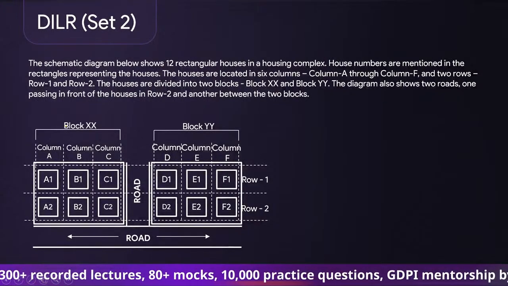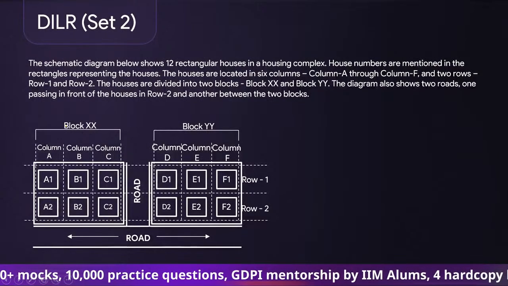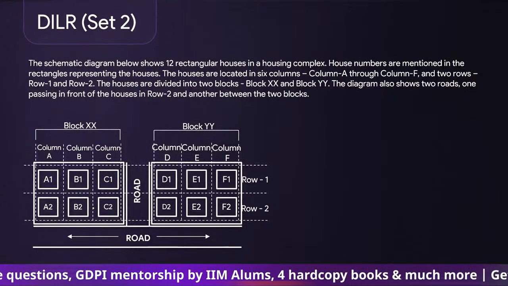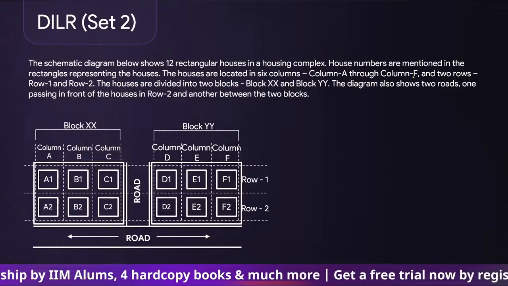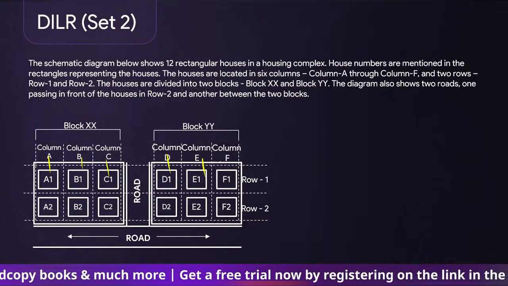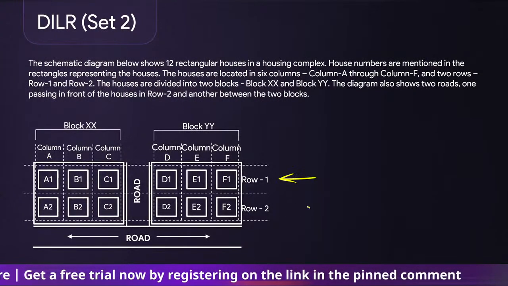The schematic diagram below shows 12 rectangular houses in a housing complex. House numbers are mentioned in the rectangles presented in the houses. So A1, B1, C1, these are all house numbers. The houses are located in 6 columns, column A through column F. So this is column A, B, C, D, E, F. And 2 rows. This is row 1, this is row 2.